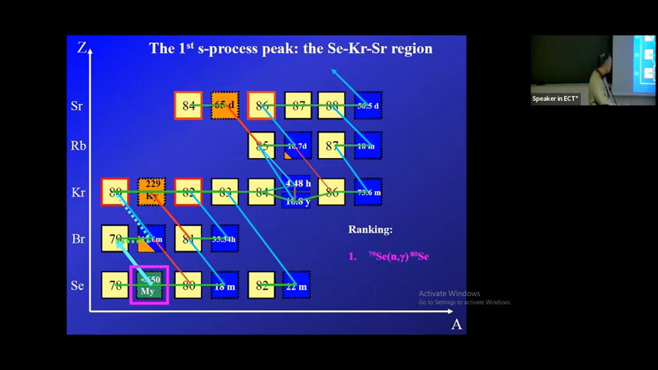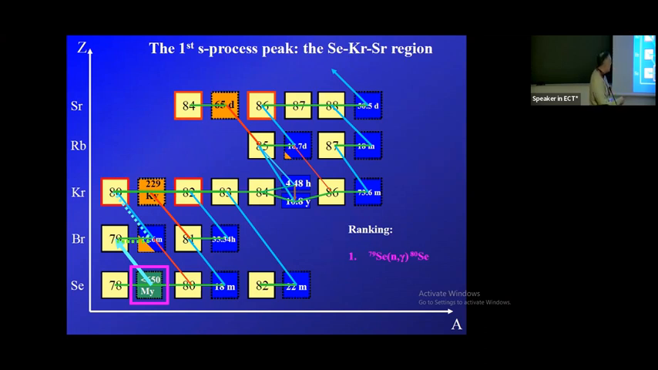But this is extremely important for two reasons. The first one is that in low mass stars it may determine the abundance of krypton-80, which is an s-only isotope, and in massive stars it may determine how the s process proceeds in this region. And for the weak s process, it is extremely important.